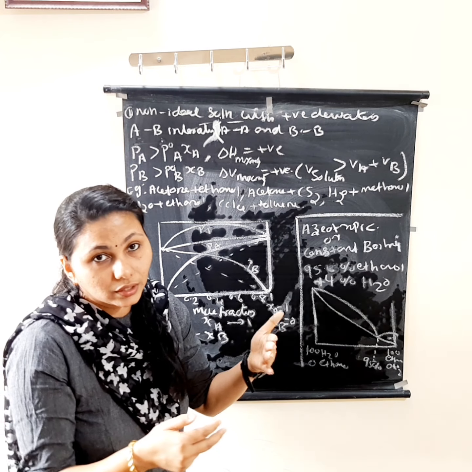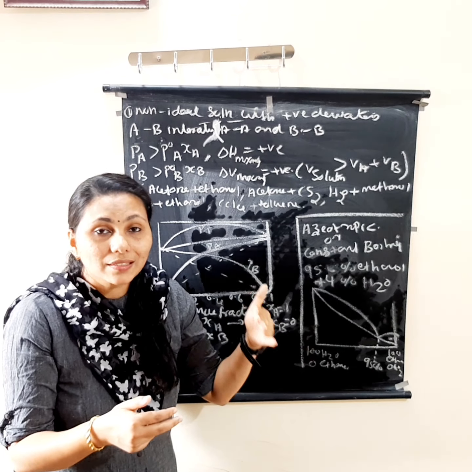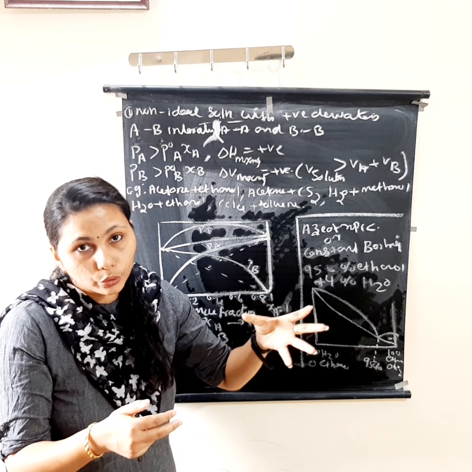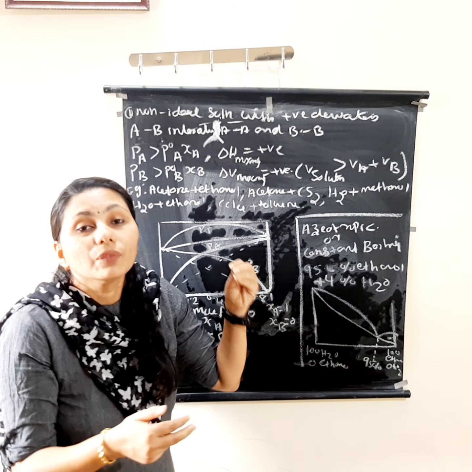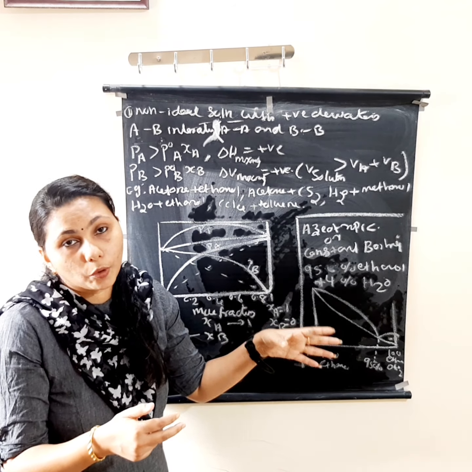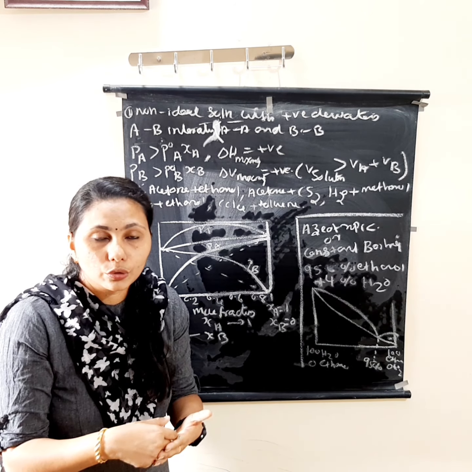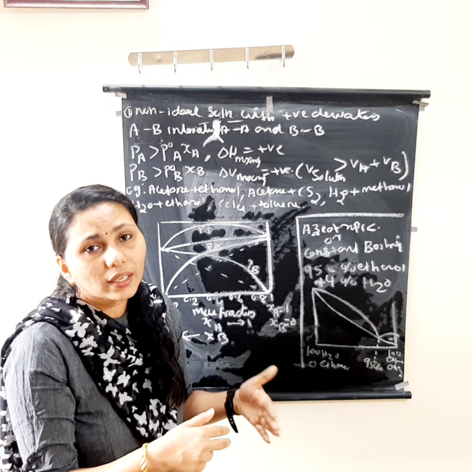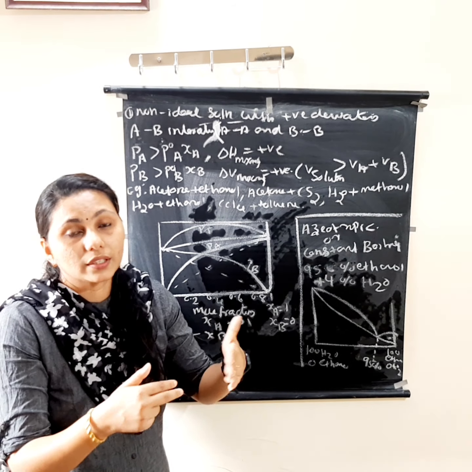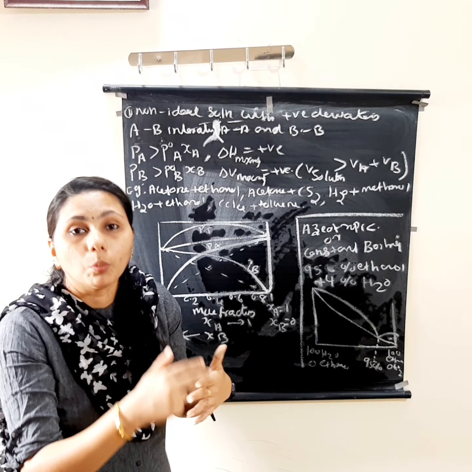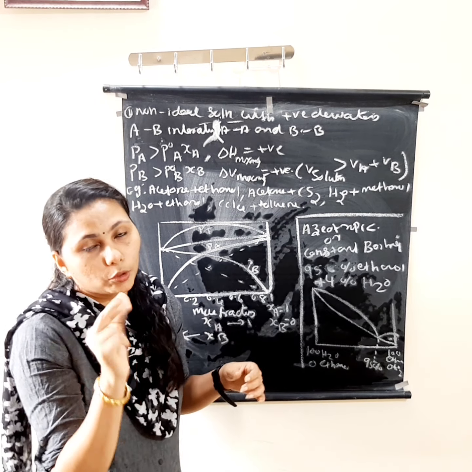So what is the thing in this case? Why is it having more vapor pressure? In this case, the interactive force between A and B in the solution will be weaker than that of the pure components A and B. So it is very easy to break the bond and they will convert to which state? Vapor state. So that is why the vapor pressure will be more compared to the ideal solution with the same composition.